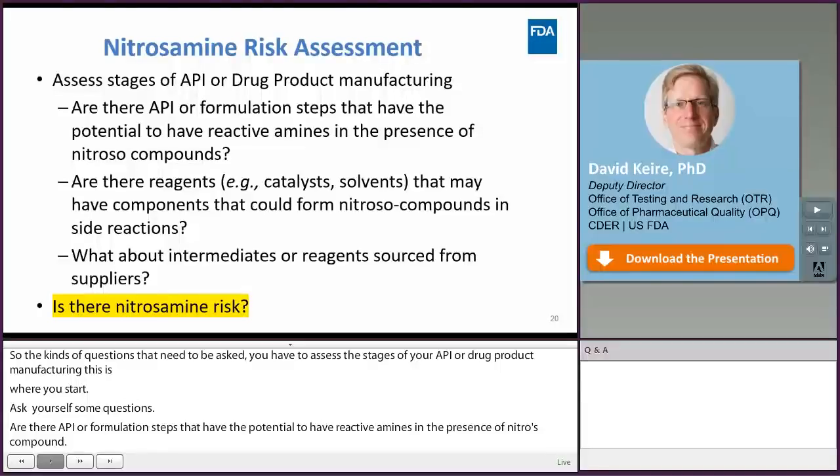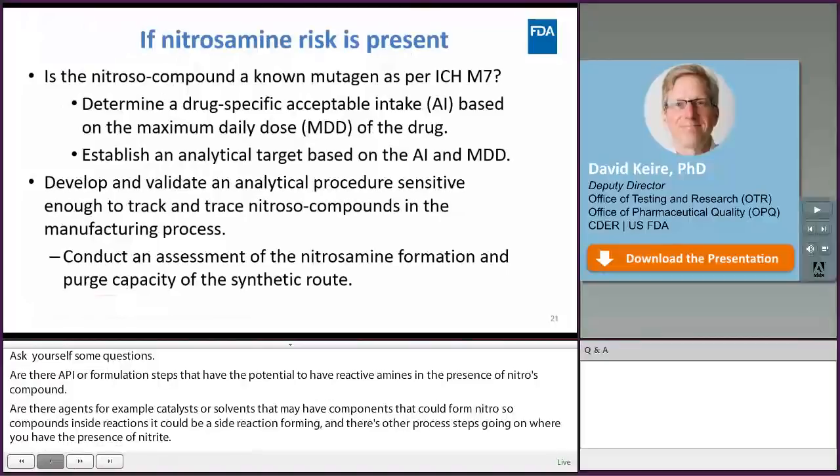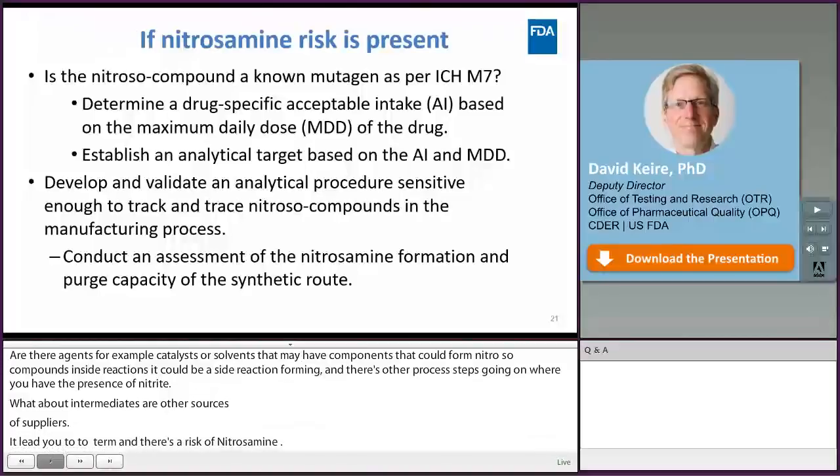So if the answer to any of those questions leads you to determine that there are risks of nitrosamines, then there are further steps that need to be taken. Is the nitroso compound a known mutagen as per ICH M7?